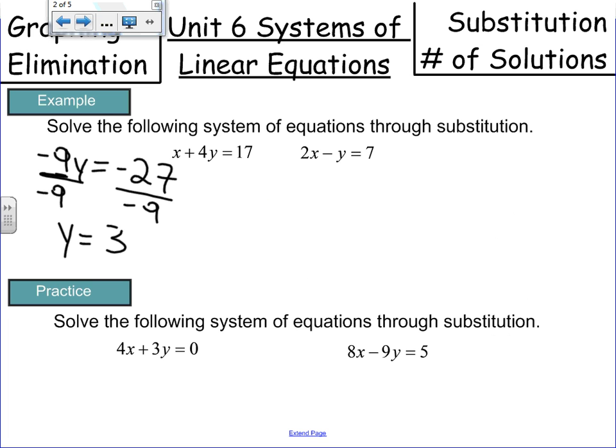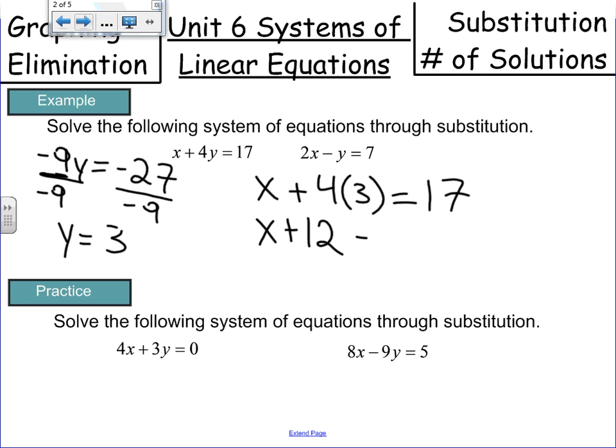By substituting 3 into this equation, I now have x plus 4 times 3 is equal to 17. That's x plus 12 is equal to 17. So x is equal to 5.